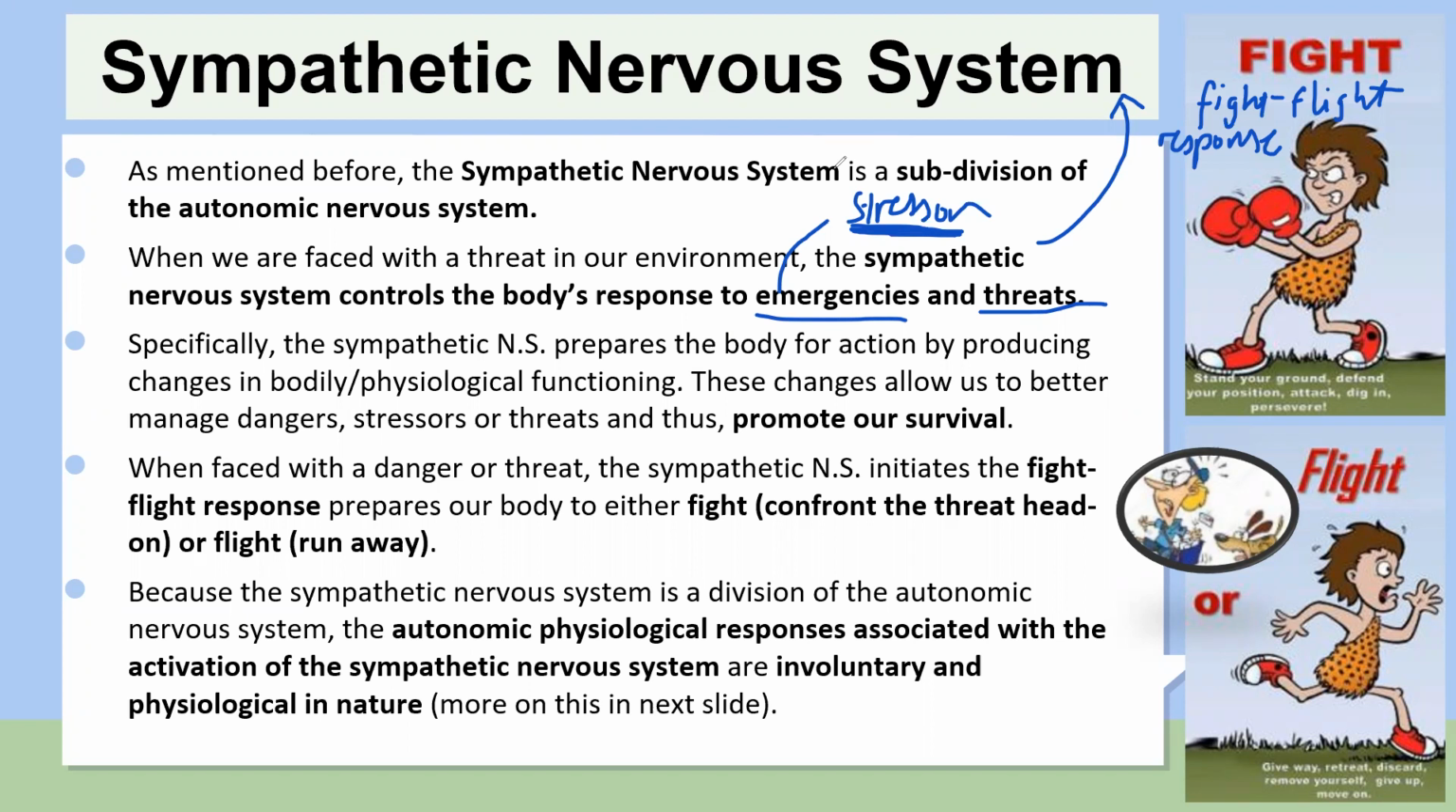It's basically our innate biological survival response when we're faced with a threat or an emergency or a stressor. A stressor is just something that causes or produces stress. So when we're looking at the sympathetic nervous system, when we are faced with an emergency, threat or stressor, our sympathetic nervous system's main role is to prepare our body for action. That action can take different forms. That action can mean that we directly confront the stressor or we run away from the stressor.